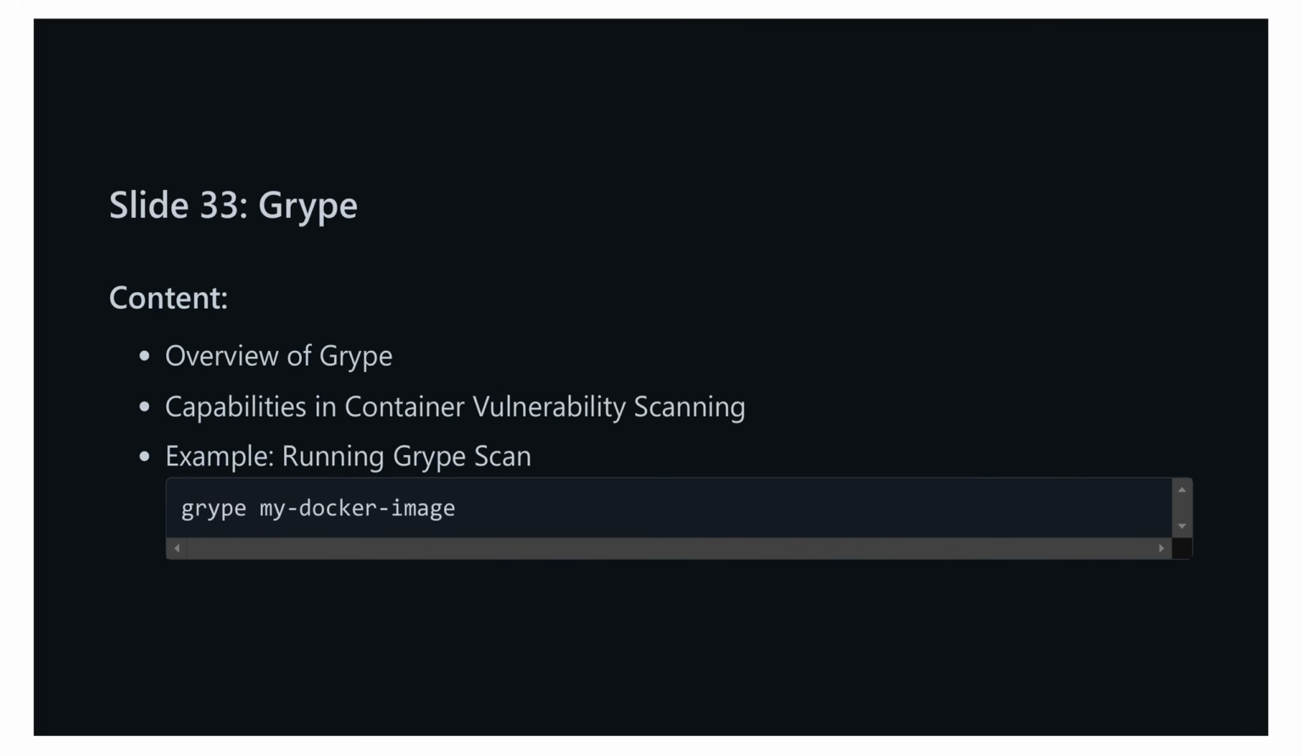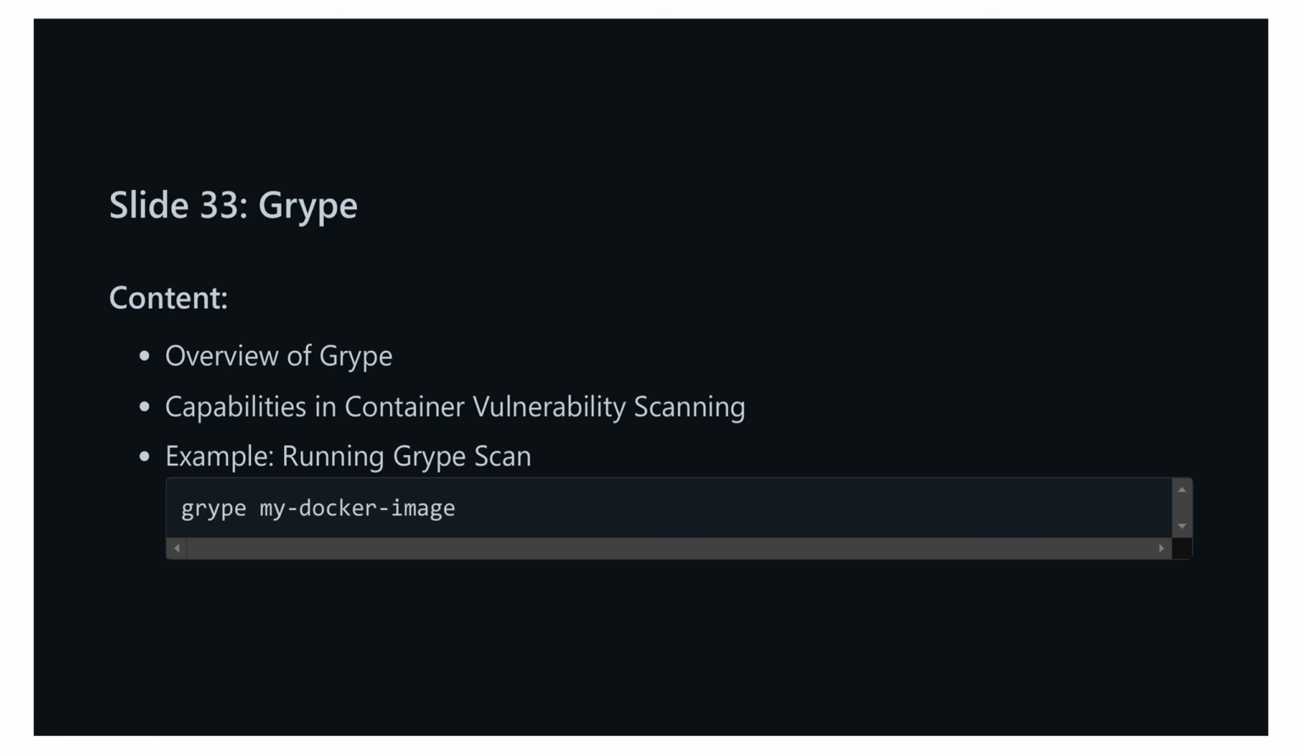Now, let's move on to slide 33, where we'll discuss Grype. In this section, we'll start with an overview of Grype. Grype is a powerful tool designed to scan Docker images for vulnerabilities. It excels in detecting security issues within containerized applications. Next, we'll look at its capabilities in container vulnerability scanning. Grype performs detailed inspections of your Docker images, identifying any known vulnerabilities in the included packages and libraries. This capability is crucial for maintaining secure container deployments and ensuring your applications are free from critical security flaws.